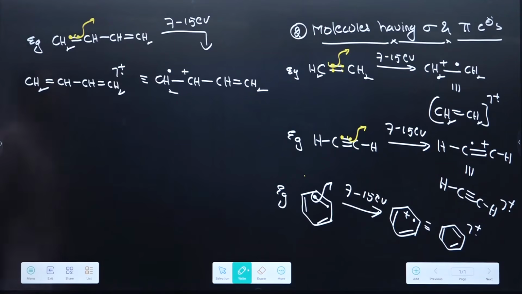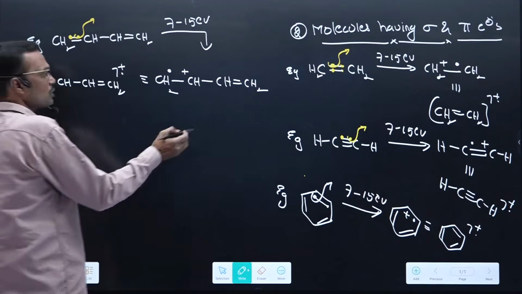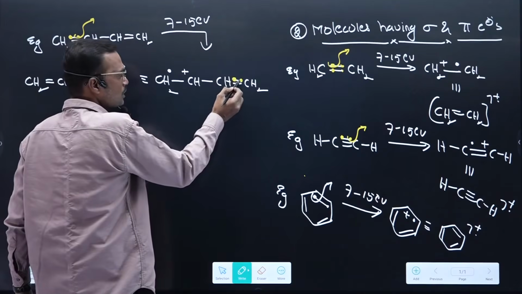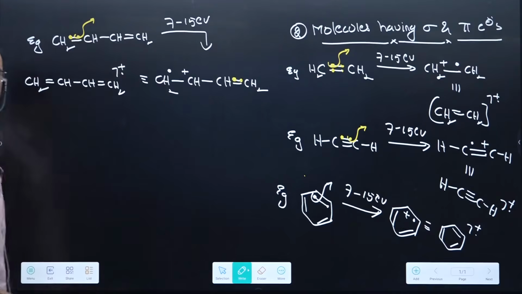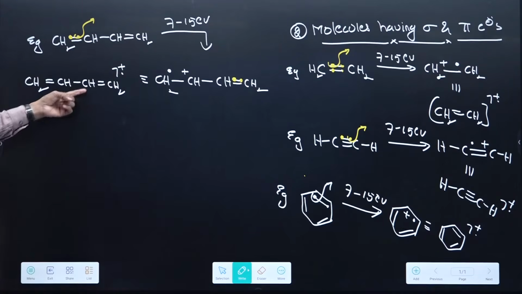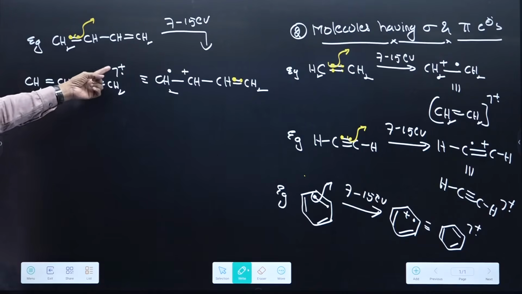Clear? Because the cation is stabilized by conjugation. See, this double bond is conjugated to this cation. That's why try to remove from inside. If I write the molecular ion like this, where did I remove from? Whether I removed a sigma bond or pi electron? Pi electron. Now that pi electron is from an inside carbon, not from the terminal.